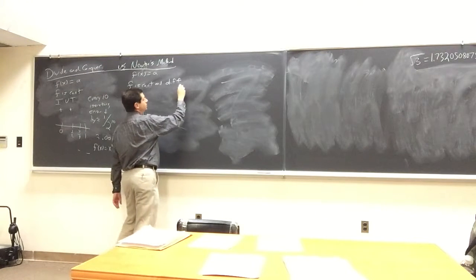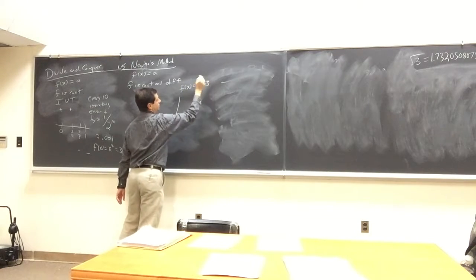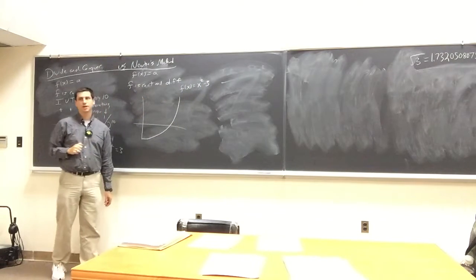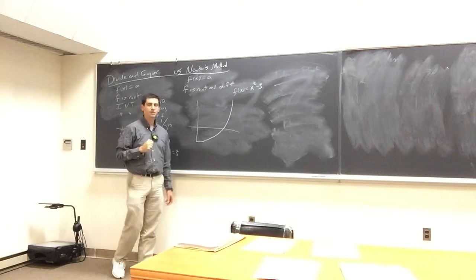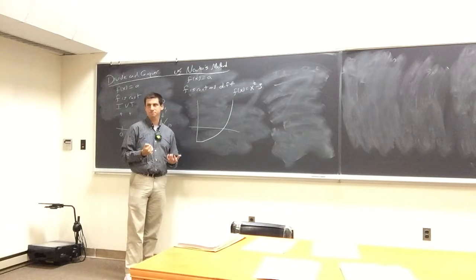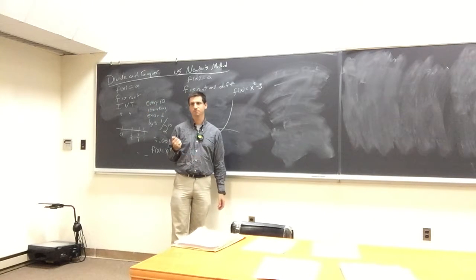So here's my function, f of x is x squared minus 3. So I'm trying to find the root of this. And the root of this is going to be plus or minus square root of 3. Okay? The way Newton's method works is you start off with a guess. I don't want a particularly good guess for the square root of 3. Somebody give me an okay guess for square root of 3.